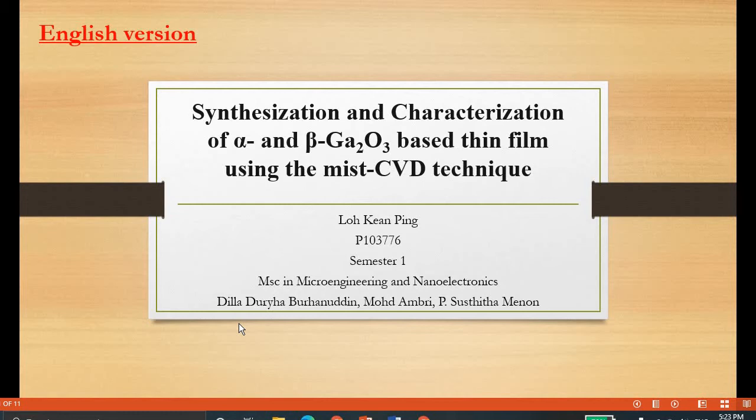So today I'm going to talk about my research topic, synthesization and characterization of alpha and beta gallium oxide-based thin film using the mist CVD technique. My name is Lo Kian Ping, and my matric number is P103776, and currently I'm in the first semester. I'm taking the Master of Science in Microengineering and Nanoelectronics, and all these names are my supervisors.